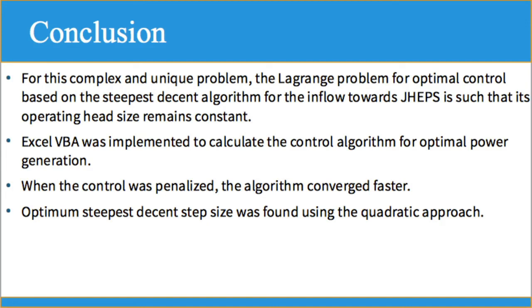They did so by keeping the Jeep's head size relatively constant when performing the Lagrange problem for optimal control. They also used the Excel VBA program to perform the calculations in iterations. They set a limit to the infinite integral, which allowed the convergence to happen quicker. And they used the quadratic system to find the steepest descent size.